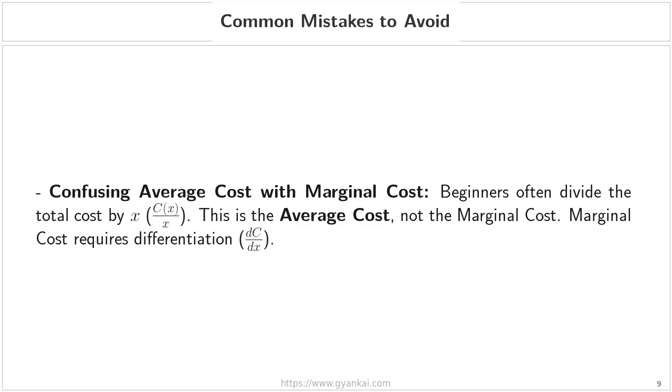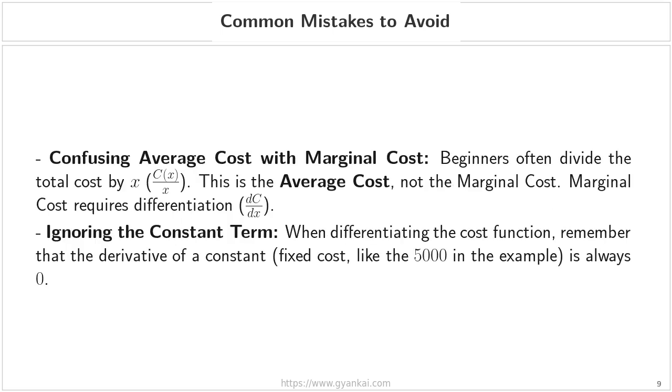As we have established throughout this lesson, finding the marginal cost strictly requires differentiation, which we denote as dC over dx. Secondly, do not ignore the constant term when you begin your differentiation. If you look back at the example we just solved, we had a fixed cost of 5,000. It is vital to remember that the derivative of any constant value is always 0. Ensure that these fixed costs do not accidentally carry over into your final marginal cost formula.